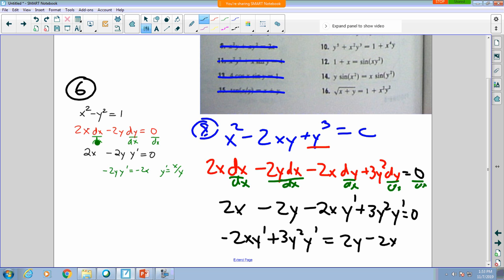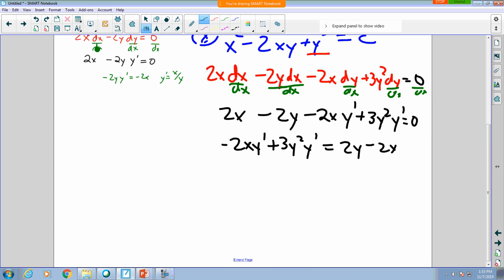And now I'm thinking to myself, do I factor? I wouldn't bother because I see there's a 3 in this one. And I know that I'm not going to be able to cancel anything, so I'll just wait on factoring. This is my shortcut. I think of this, and I can do this by just pulling out the y prime.